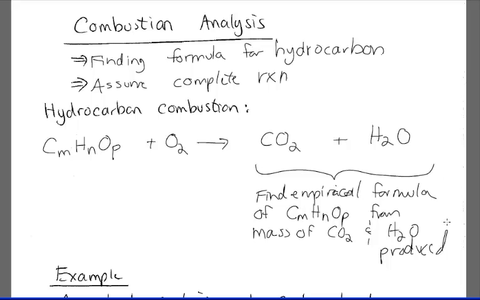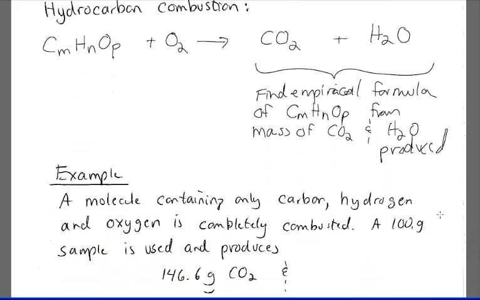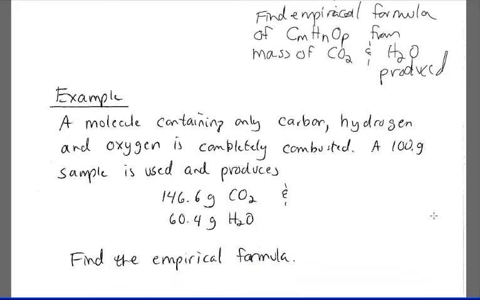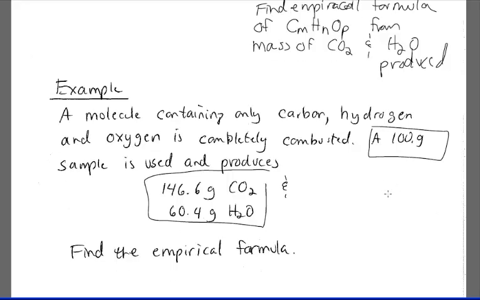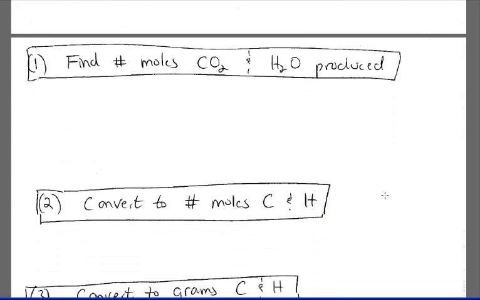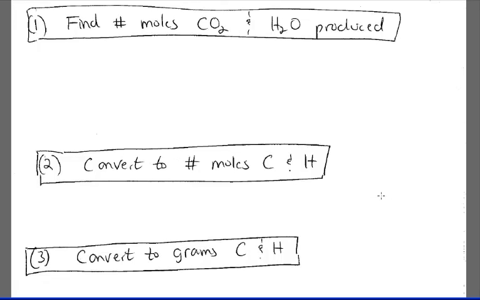Okay, so I will do an example in detail and then have you do an example. All right, so the one we're going to do is, we'll say a molecule containing only carbon, hydrogen, and oxygen is completely combusted. A 100 gram sample is used and it produced 146.6 grams of carbon dioxide and 60.4 grams of water. Okay, so we'll use those numbers and this number, the original amount, to find out the formula of this hydrocarbon. All right, and I've outlined the steps already, and we're going to then fill in for this example what we do. So first we need to find, from the grams of carbon dioxide and water, the moles. All right, so you know how to do that.